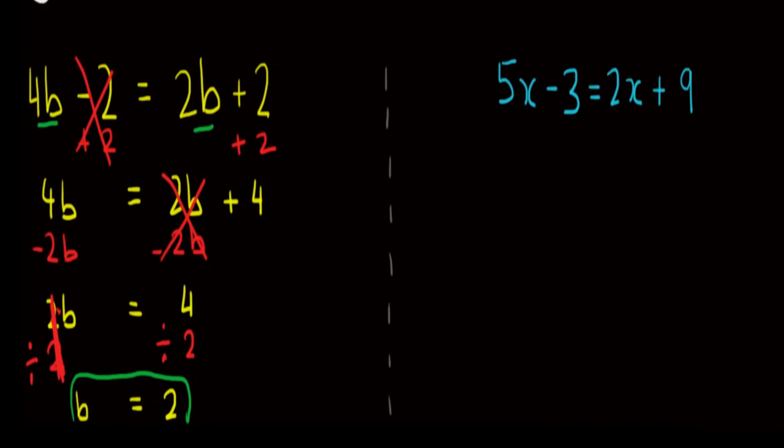It works the same way. First we do plus or minus. So if this is 5x minus 3 equals 2x plus 9. First we're removing the numbers, and the ones we can add or subtract.